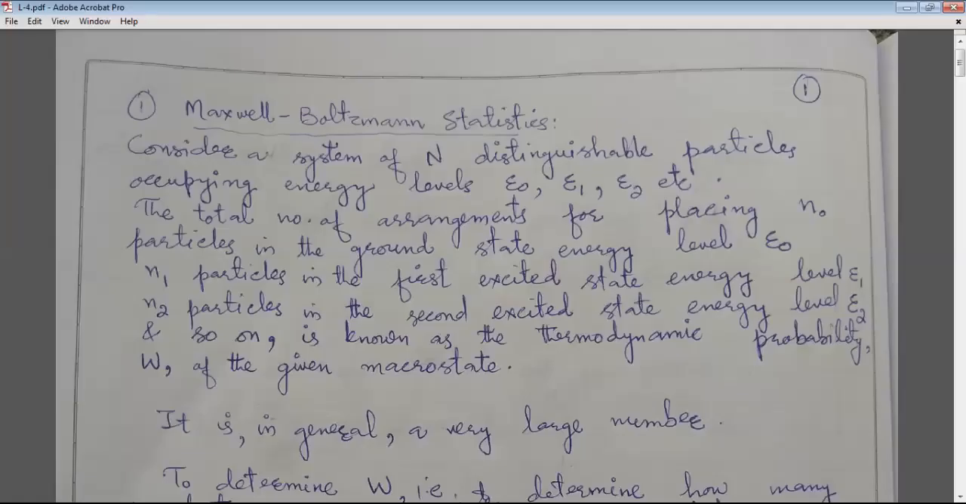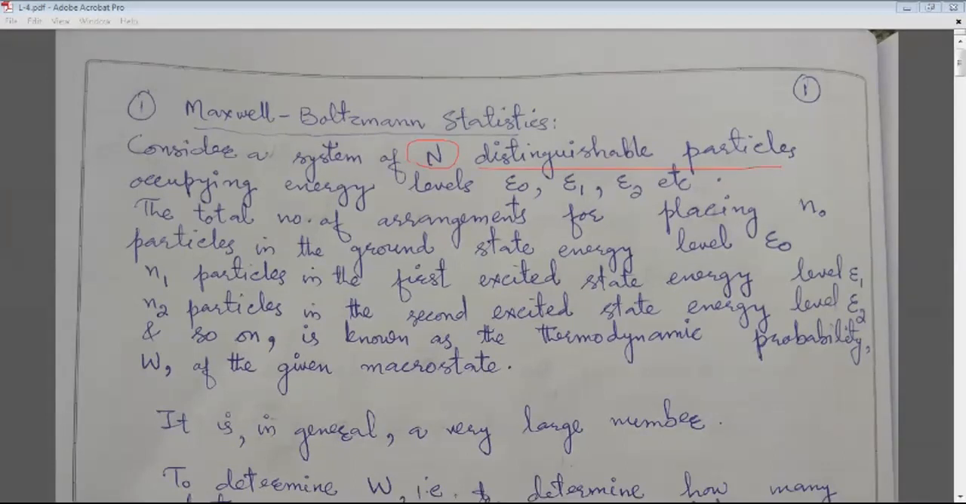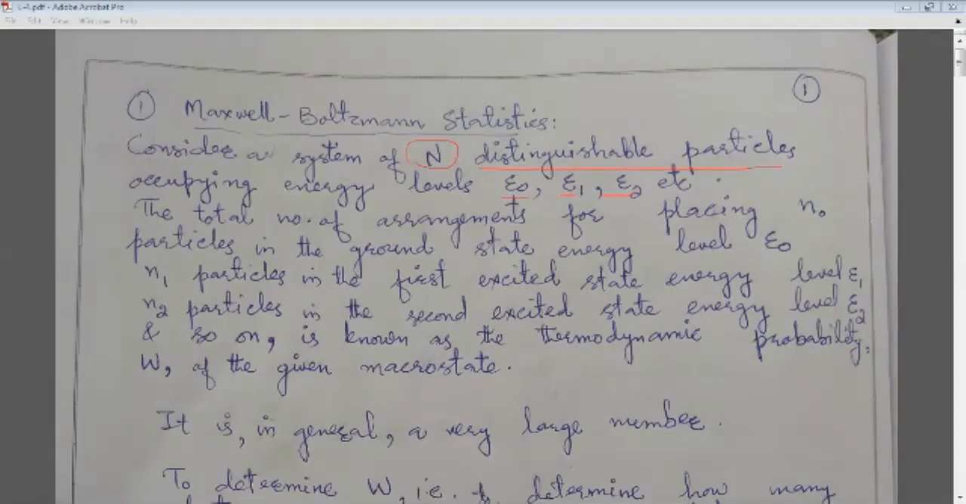Dear students, today we will try to understand Maxwell-Boltzmann Statistics. First of all, we will consider a system which contains capital N distinguishable particles. Those N distinguishable particles occupy energy levels E0, E1, E2, E3, E4.